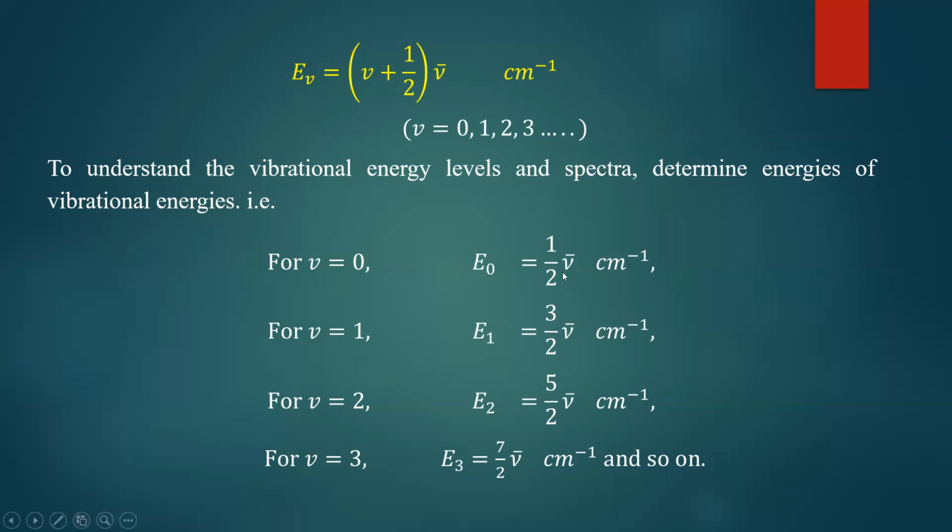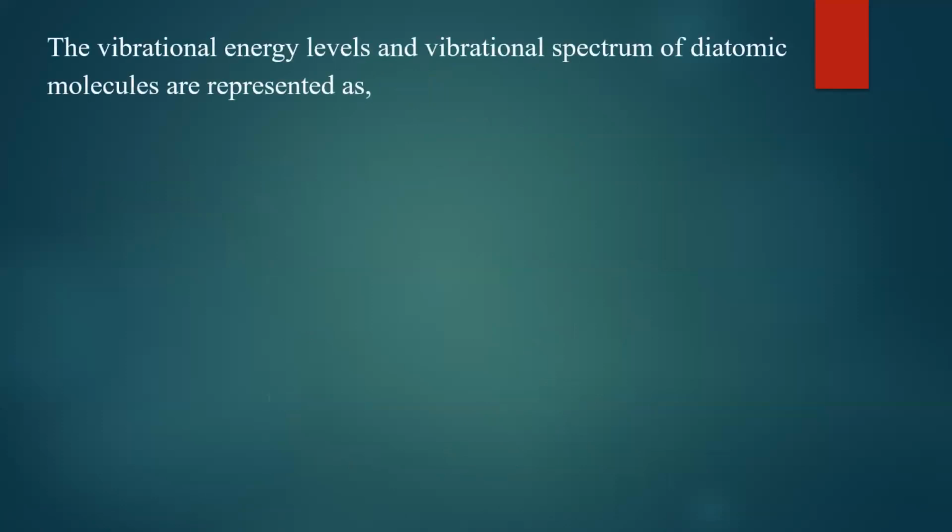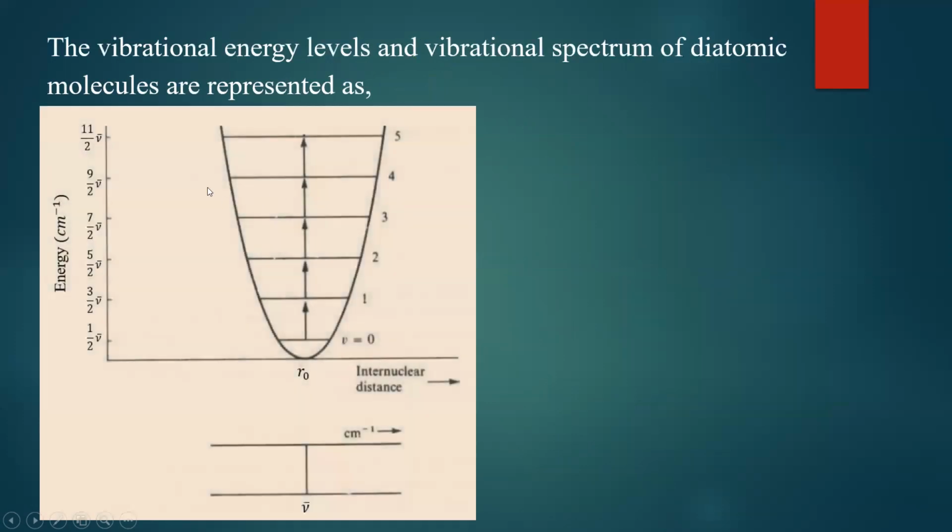So half nu bar minus 3 by 2 nu bar, you will get a nu bar. That is how the separation between the energy levels is exactly equal to nu bar. Therefore, vibrational energy levels are equally spaced. We'll look at that. The vibrational energy levels and vibrational spectrum of diatomic molecules are represented by this figure.